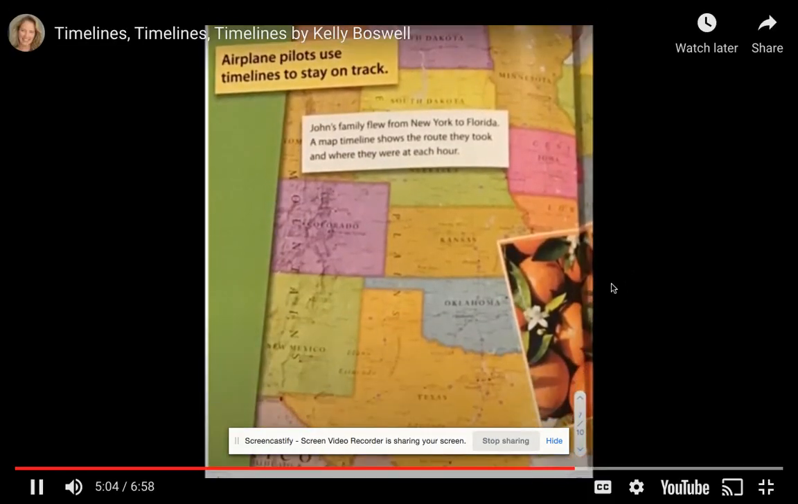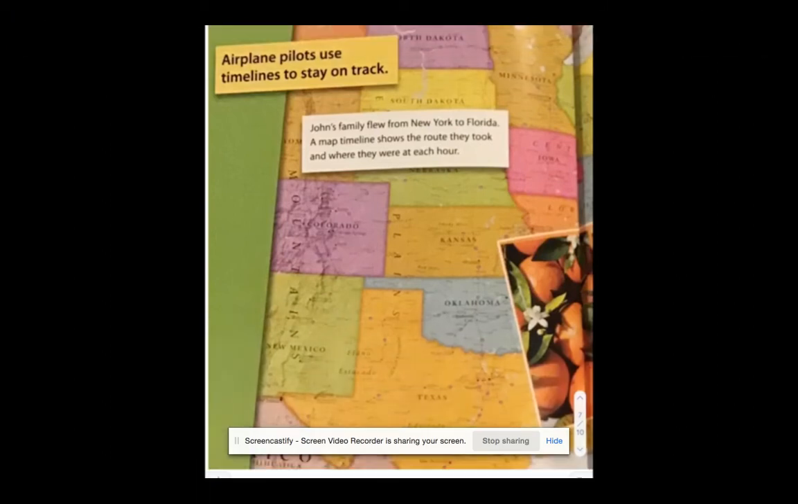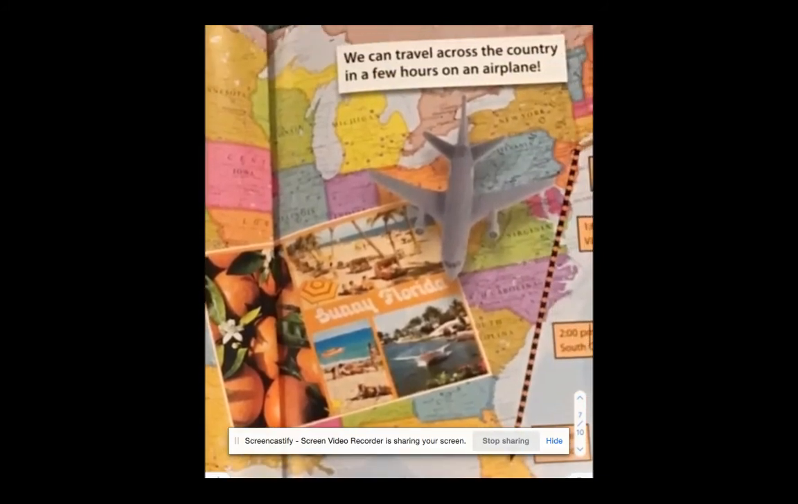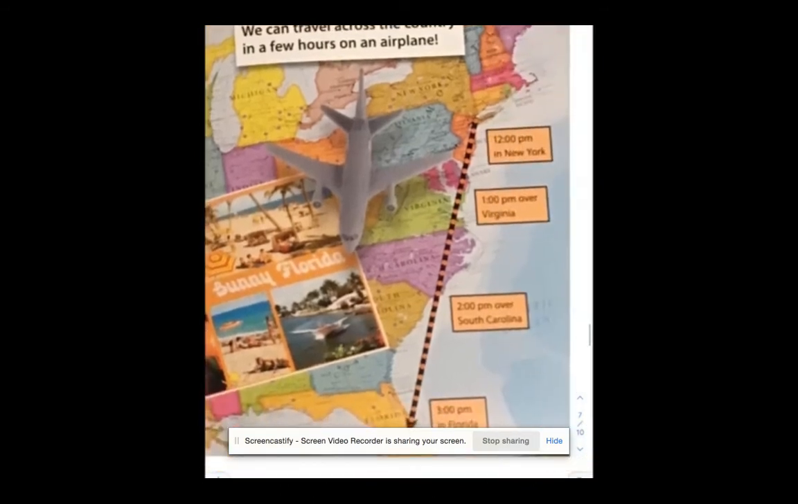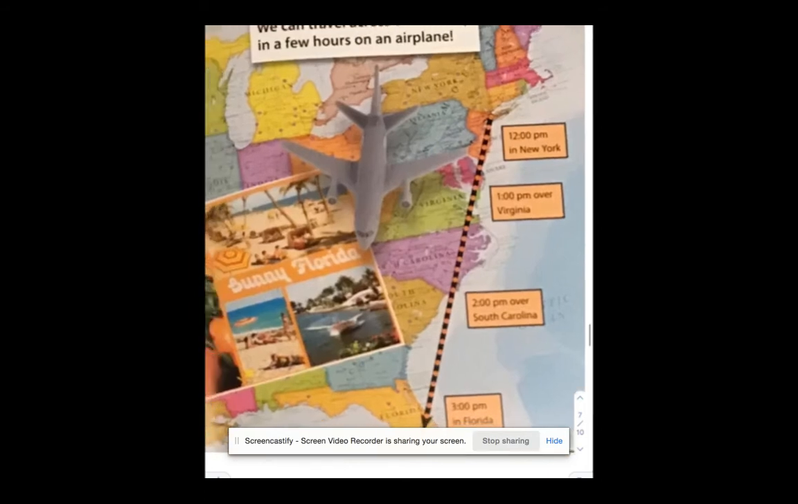Airplane pilots use timelines to stay on track. John's family flew from New York to Florida. A map timeline shows the route they took and where they were at each hour. We can travel across the country in a few hours on an airplane. So they started in New York at 12 o'clock. At 1 o'clock, they were over Virginia. At 2 o'clock, they were over South Carolina. And at 3 o'clock, they were in Florida.